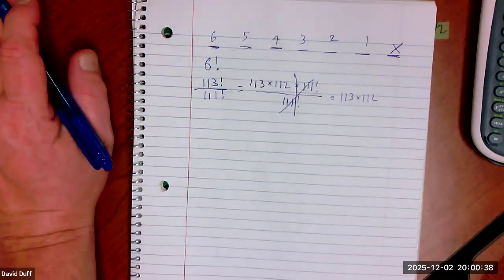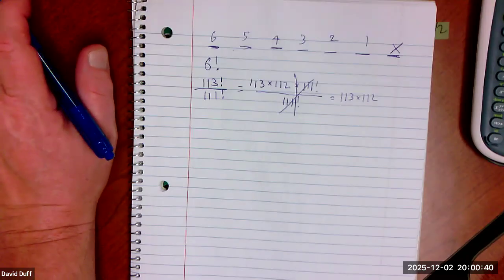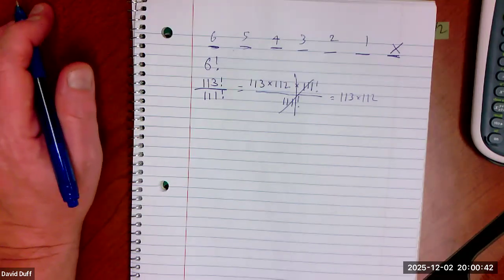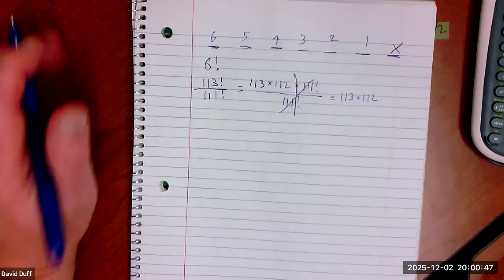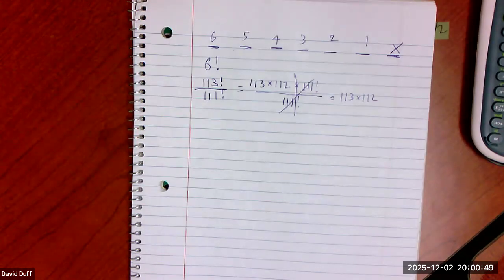Again, this is a calculator math problem. You're allowed to use calculators. I just want to show you a little bit of insight of how, if you didn't have a calculator, you could solve this pretty easily. 113 factorial is 113 times 112 times 111 factorial. Make sense? You can rewrite it that way.